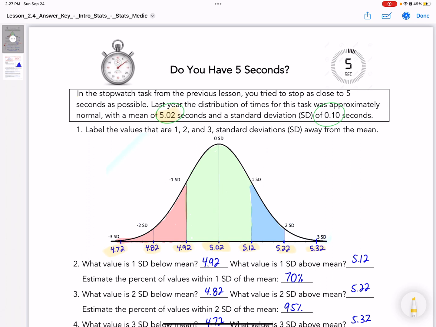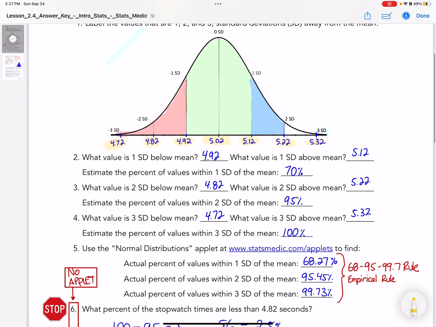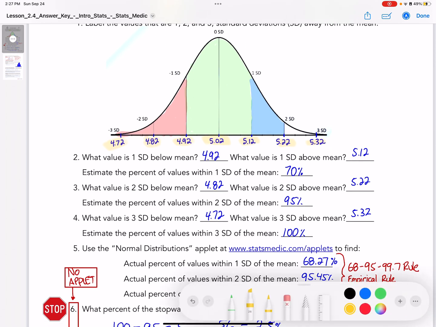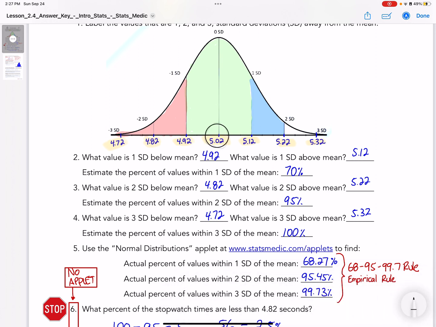So then I'm going to go ahead and do the math here. It says, what is the value of one standard deviation below the mean? Well, that's just identifying where one standard deviation below the mean is. This is the mean, and each one of these is a standard deviation. So one standard deviation below the mean is equal to 4.92. What is the value for one standard deviation above? That is going to be 5.12.